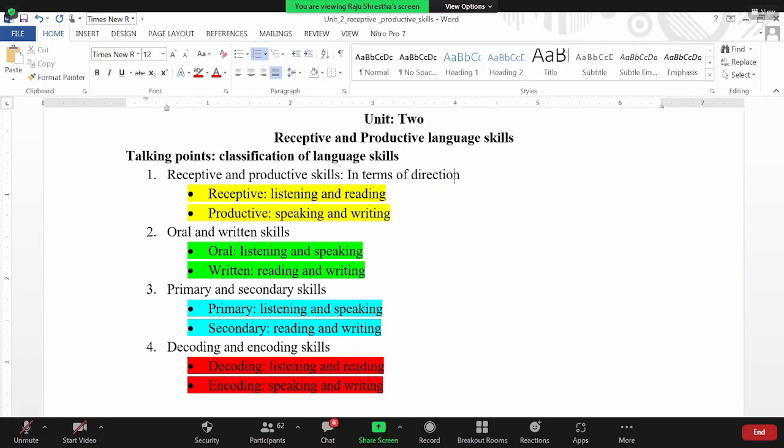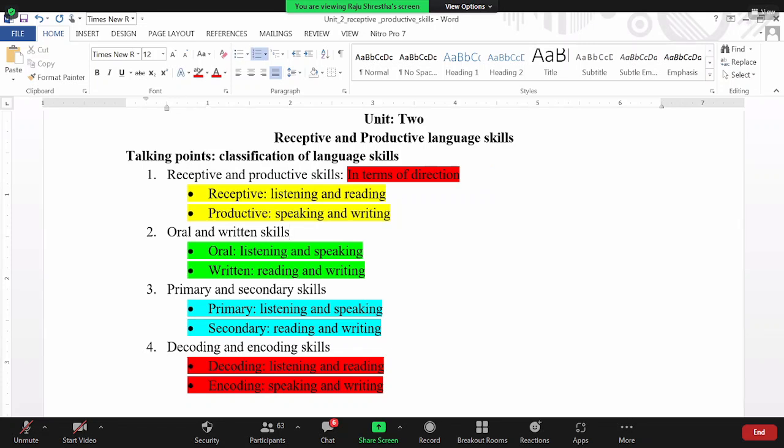Language input कतातिर जान्छ हैन. If it goes inside, then this is receptive. If it goes outside, then this is productive. So according to the direction of language input कता जान्छ. So if it goes inside, receptive. When we listen and read, we receive language input. Then when we speak and write, we produce language. So in terms of direction of language.